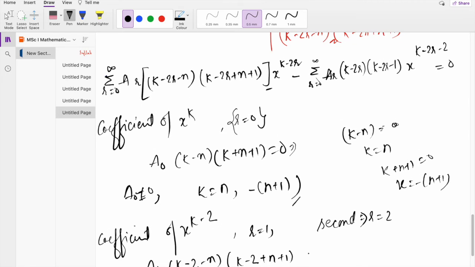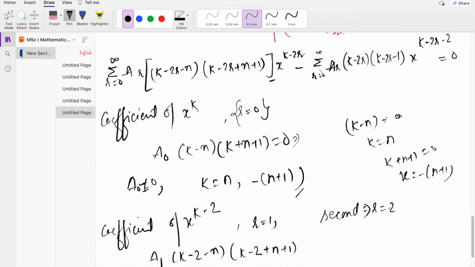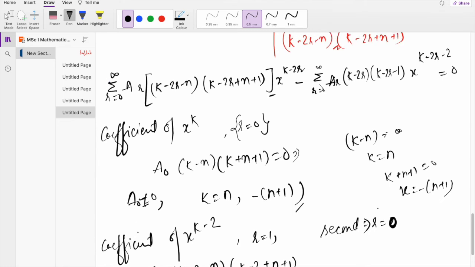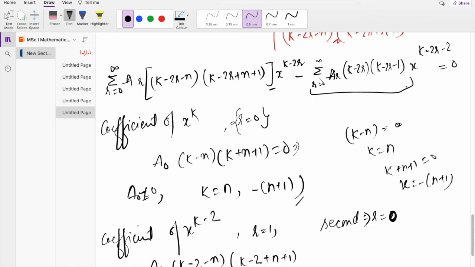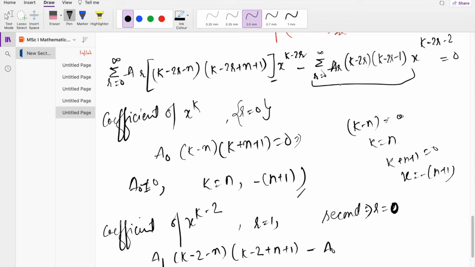So for the second term I need to just put here k − 2. Just put in the second term r equals 0, then it will give me k − 2, minus a0. All right, minus a0, the first term is k, and this will give me k − 1, which is equal to 0.